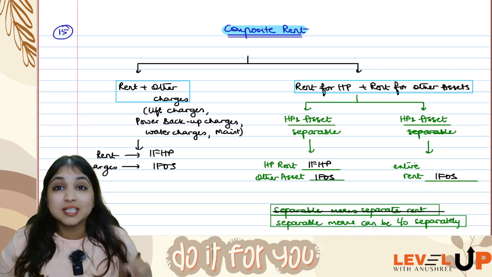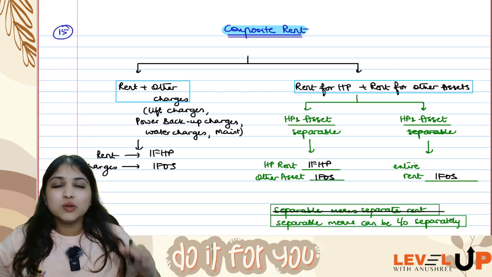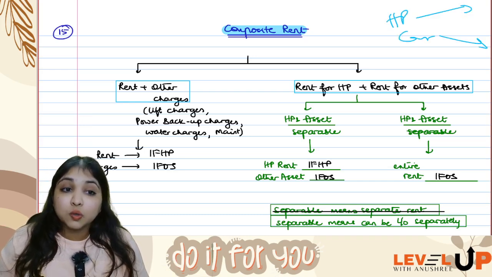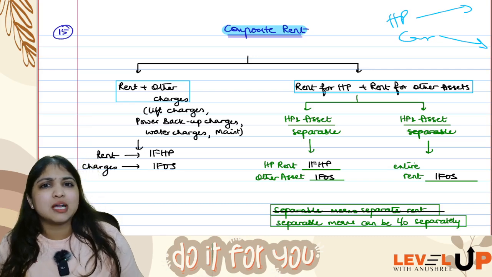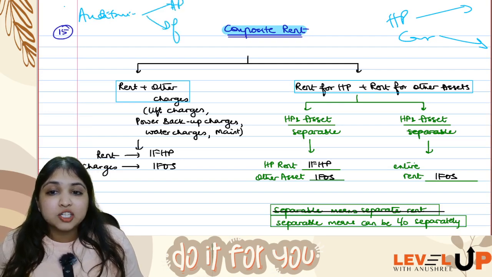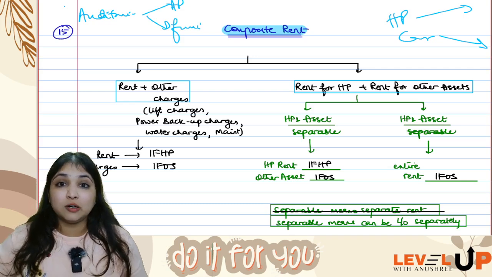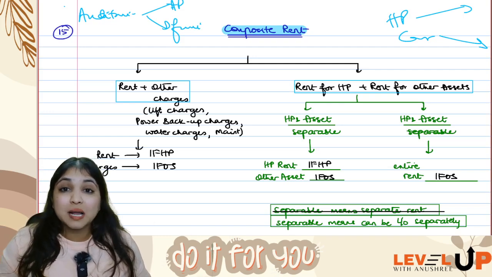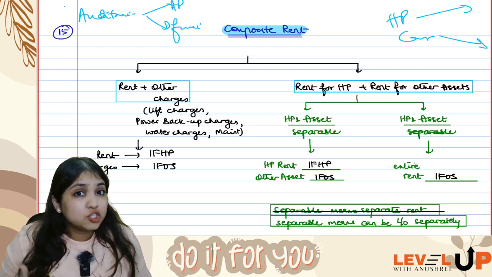What does this mean? For example, if you see a house and a car, it is possible to let out the house to one person and the car to another person. However, if you take an auditorium, is it possible to let out the property to one person and the furniture to another person? Is it possible to let out the property to one person and the light system to another person? No. So there it becomes inseparable. It becomes something which is not separable.